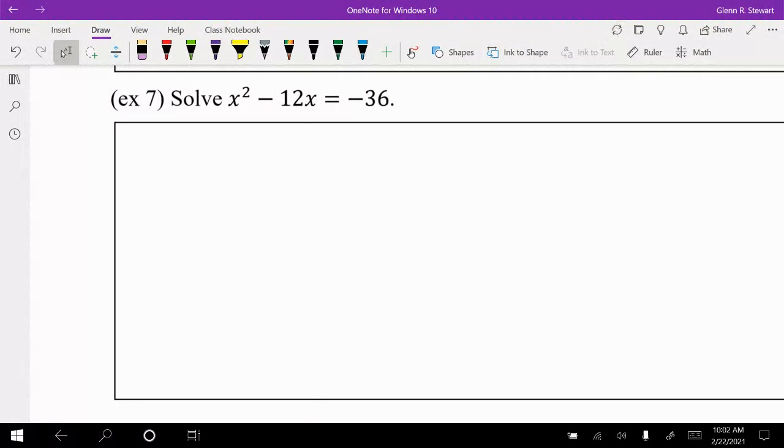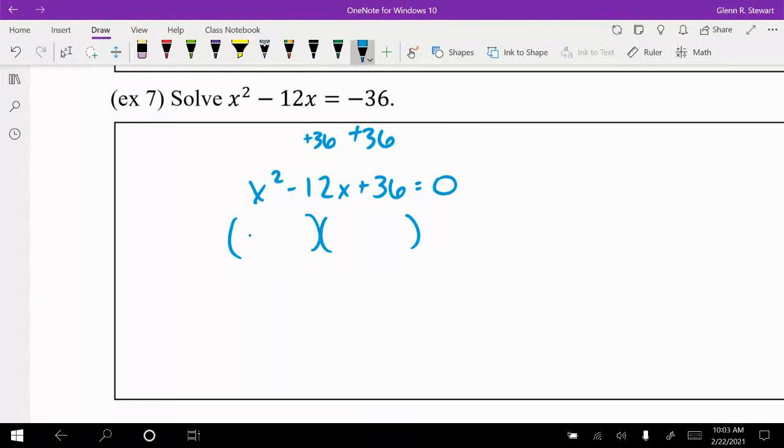On example number 7, in order to solve these, make sure that they're all set equal to 0. So in this case, x squared minus 12x equals negative 36 is not set equal to 0. So we're going to have to add that 36 over to the other side first. So x squared minus 12x plus 36 equals 0. From here, we can split it up as to what's going to multiply to give us 36 and add to give us negative 12. So x minus 6 and x minus 6 equals 0.